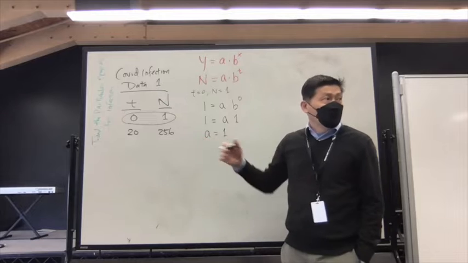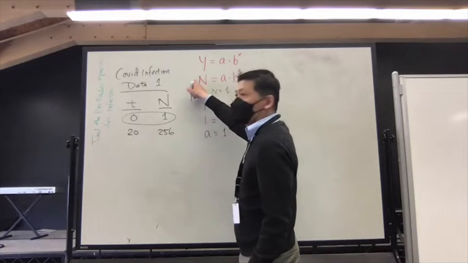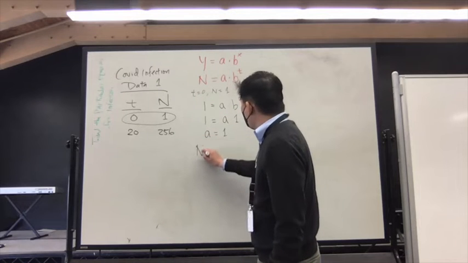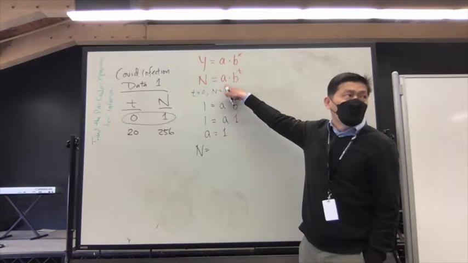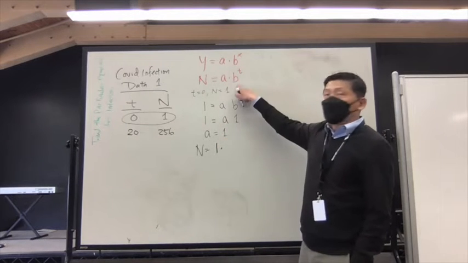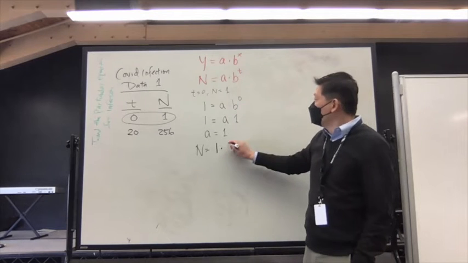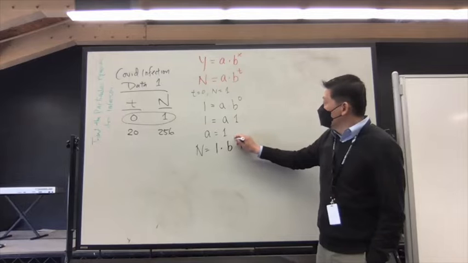Okay, now I found A. So I will go ahead and modify the general equation, write it down, n is equal to, now in this case, I have a value for A. A is equal to 1. I still don't have a value for B, so I write down B, and I write down T.